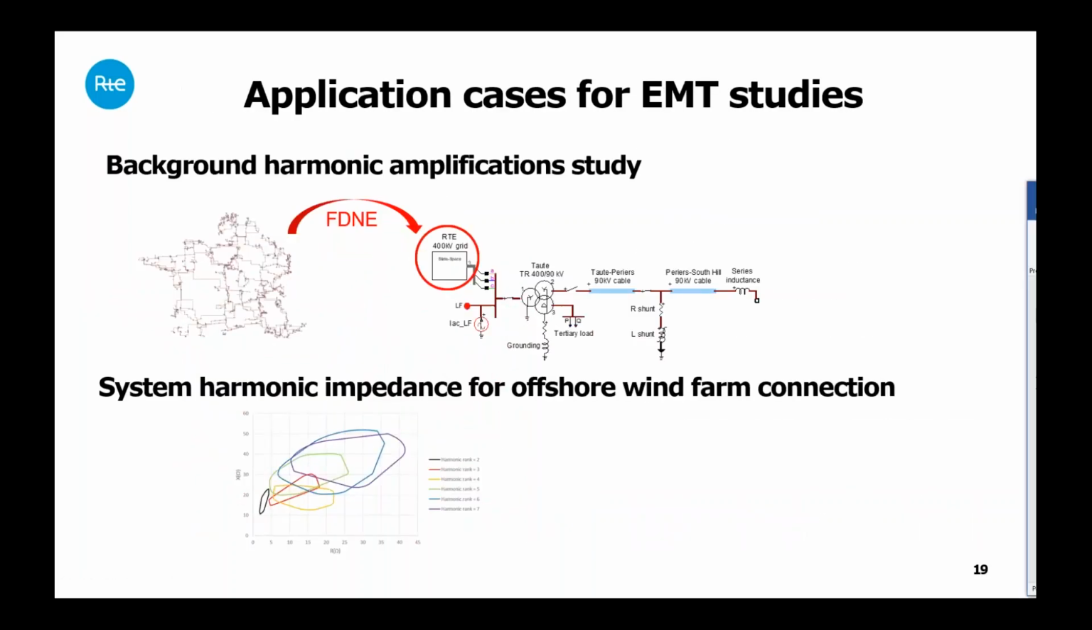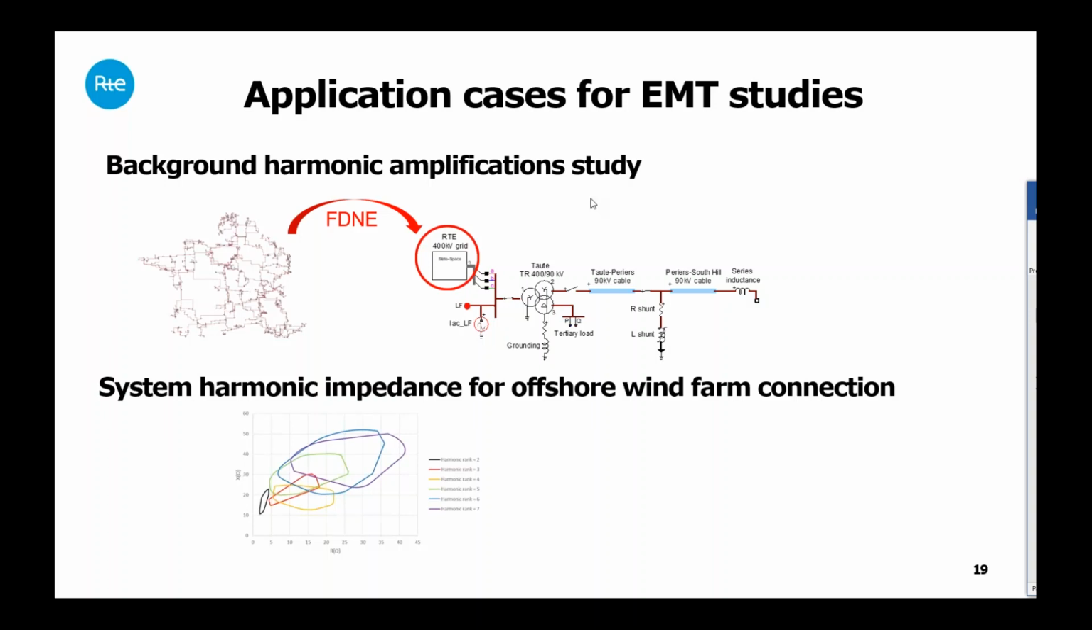So at RTE, I can show you some examples of application cases that need a large-scale network. The first example shows a time domain simulation application case. It was used to analyze the background harmonic amplification phenomena during the energization of a cable. In this case, the RTE 400 kV grid with specific topology had a decisive influence on harmonic resonance.